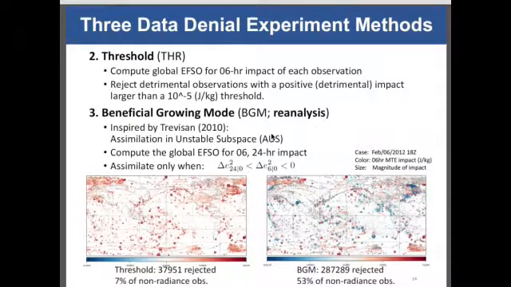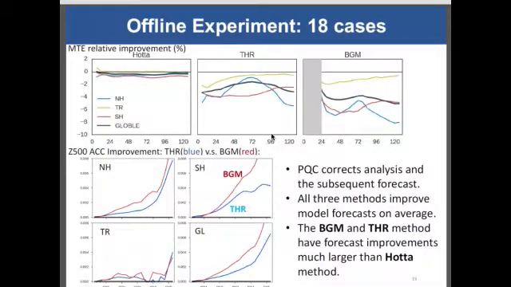So we compare the three methods here. From the top row, we can see Hotta's method improves on this. This is an average for 18 cases. For Hotta's method, we can see the improvement at 5 days is around 0.5%.